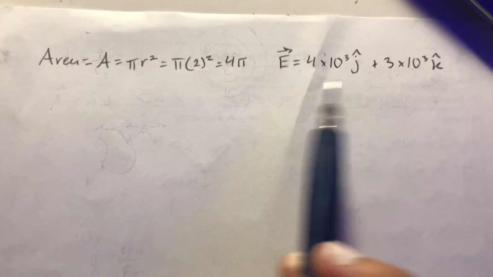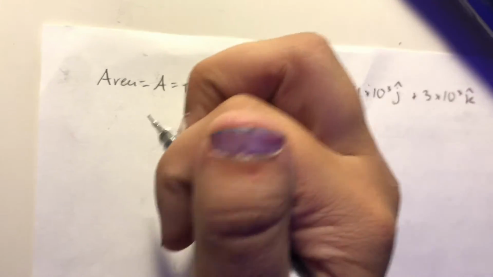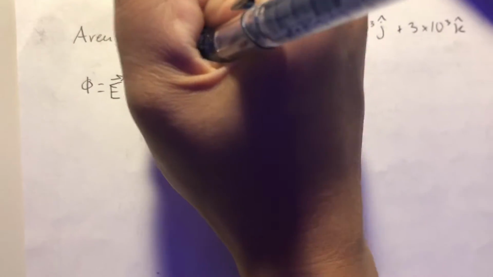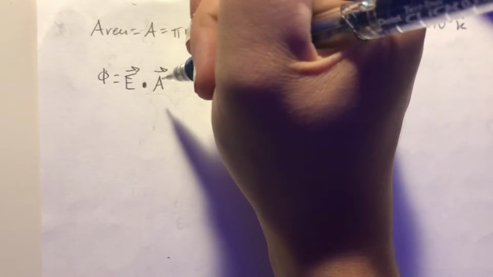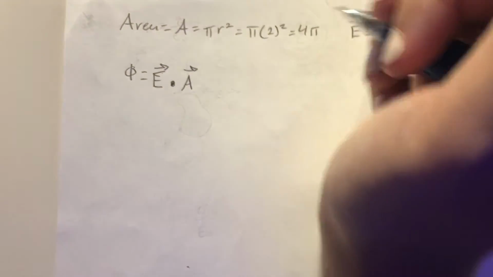Alright, so I just copied down the electric field vector for us to use later, because we're going to be using the equation that our flux is equal to our electric field vector dot our A vector, because that's our field times the area that it's passing through, and that's going to give us our flux. That's just the definition.